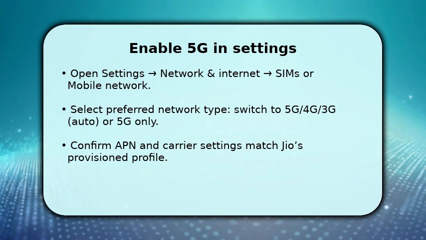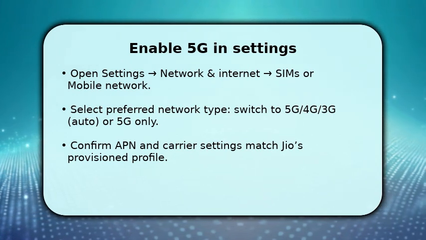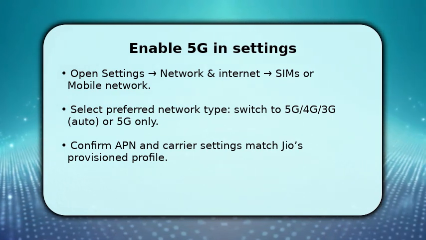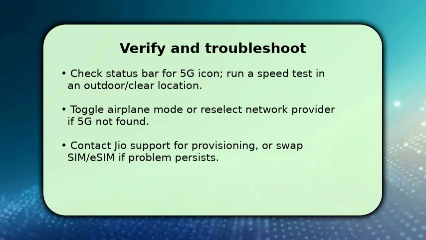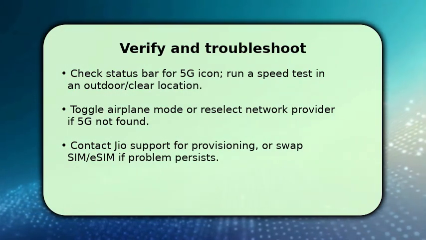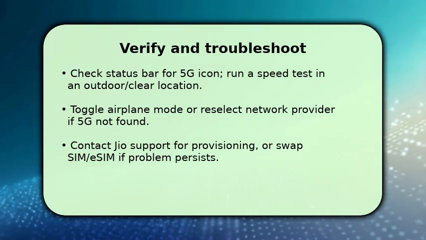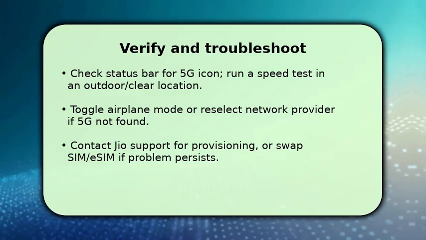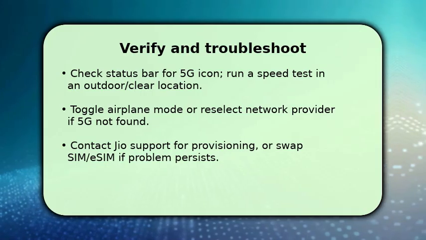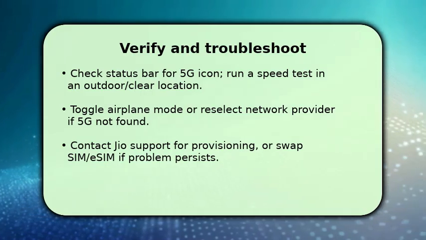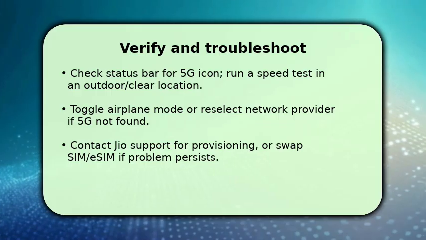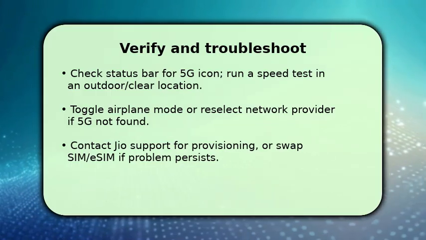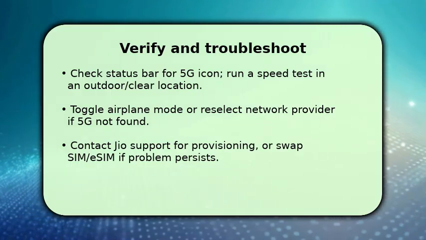If you change to 5G only, you'll force attachment to 5G cells. Choose auto for seamless. Finish by verifying you see the 5G indicator and measure throughput with a speed test. Outdoor spots near towers yield best results. If you don't see 5G, toggle airplane mode or manually select the Jio network to trigger a fresh registration, and then reboot again. If issues continue, check provisioning with Jio support.